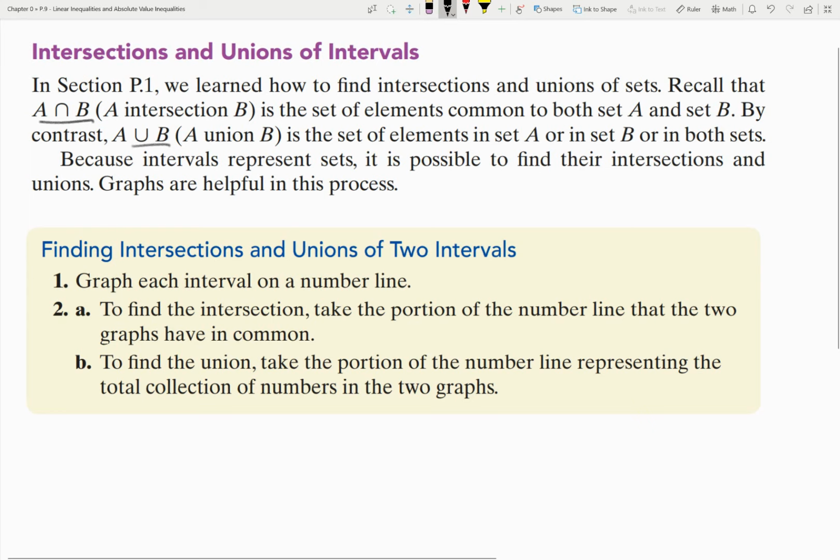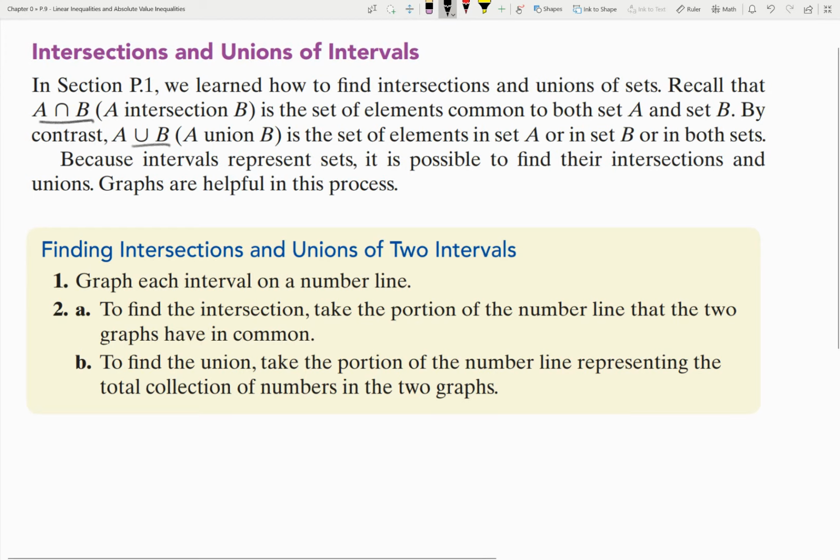And because intervals represent sets, you can find their intersections and unions, and the easiest way to do that is to graph them. So graph each interval on a number line. For the intersection, take the portion of the number line that the two graphs have in common. For the union, put them both together.